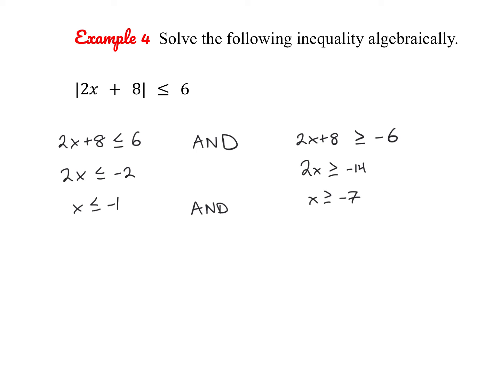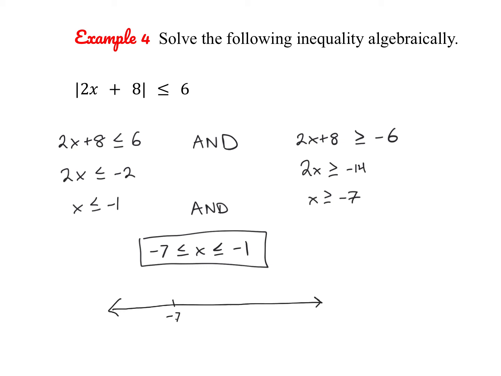So it's everything greater than or equal to negative 7, but less than or equal to negative 1. So we can write our answer as a single inequality. And this is what your final answer should look like. If it helps, you can sketch out what's happening here.